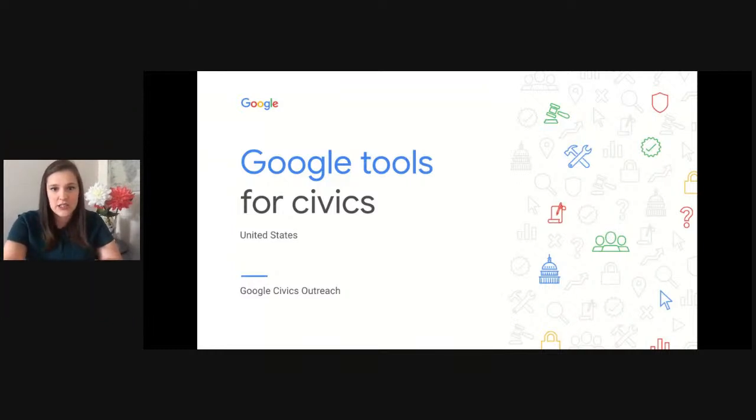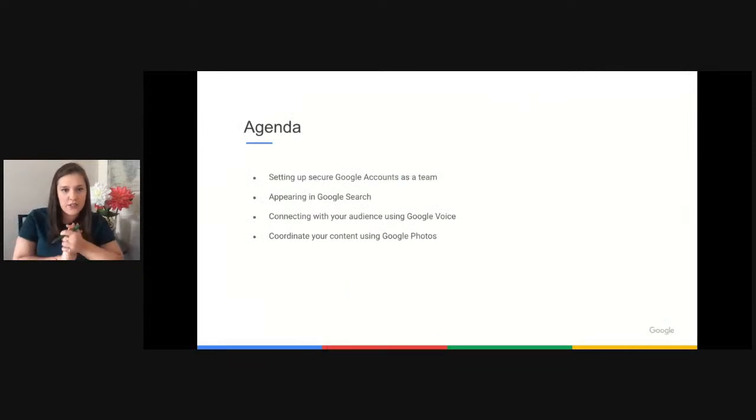All right. So here's our agenda for today. We're going to talk about how to set up secure Google accounts as a team, how you can appear in Google search, making sure that you have that authoritative information right when people are searching to find you, and then also how to connect with your audience using Google Voice. And then lastly, we're going to talk about Google Photos, something that we haven't talked about yet here on our live streams, but we will today, which is exciting.